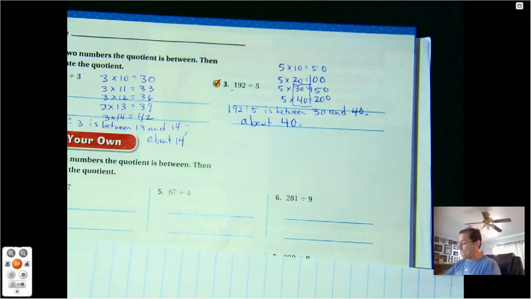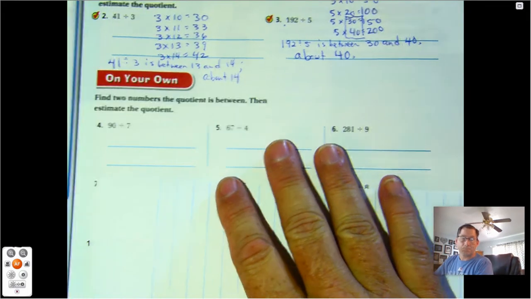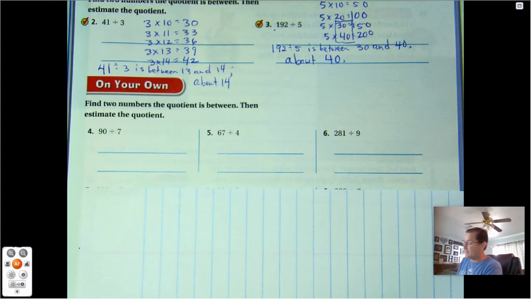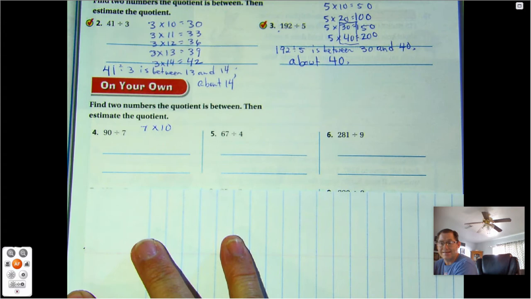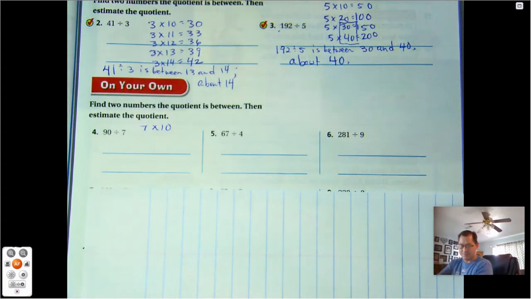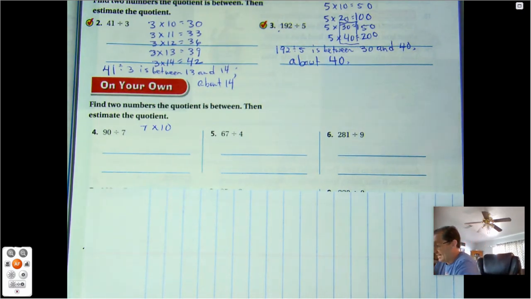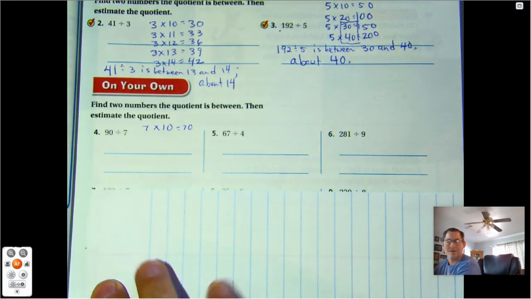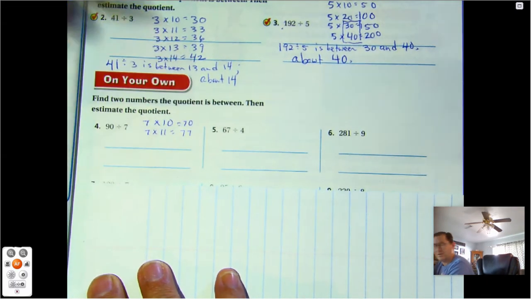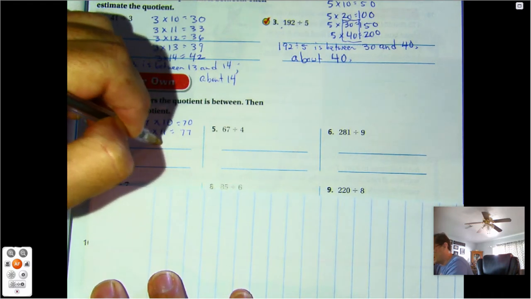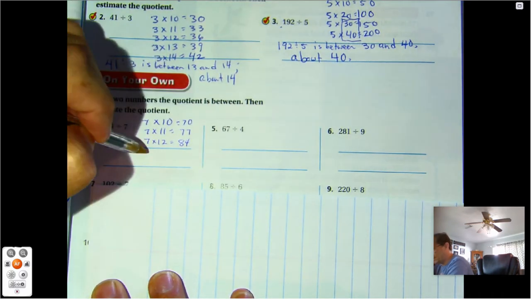Number 4. 90 divided by 7. So again, if I can go up to multiples of 10, I can tell whether to keep going by 7s or if I need to skip count by multiples of 10s. Well, 7 times 10 is 70. It's not too far off. So let's go ahead and just keep adding 7s. So now we're at 77. And 7 times 12 is 84. And 7 times 13 is 91.